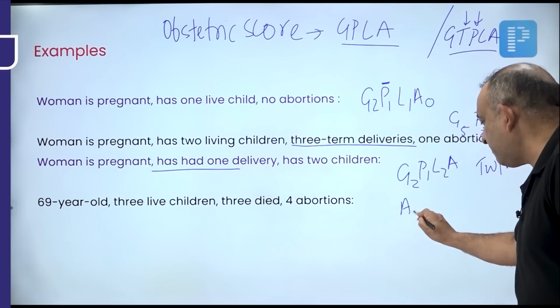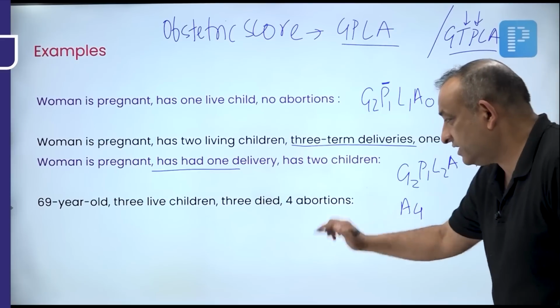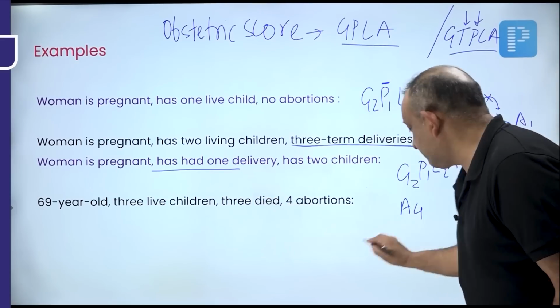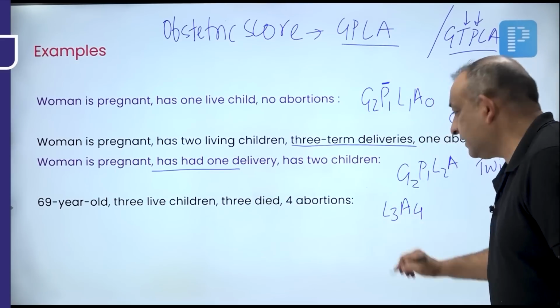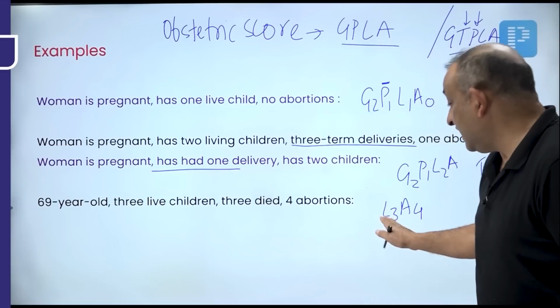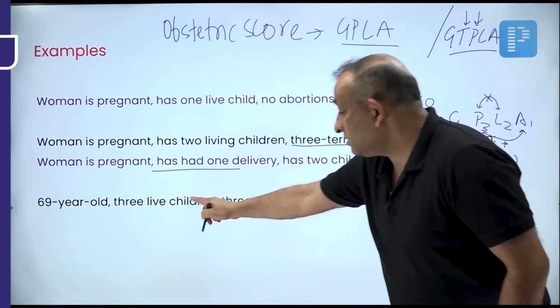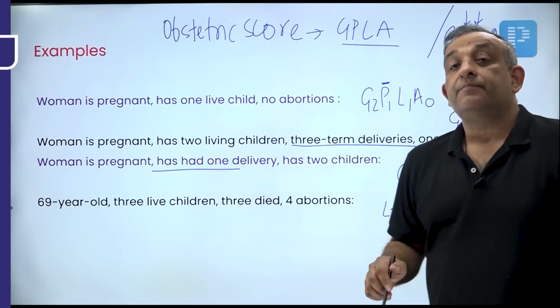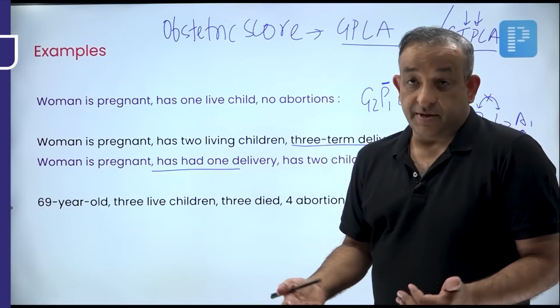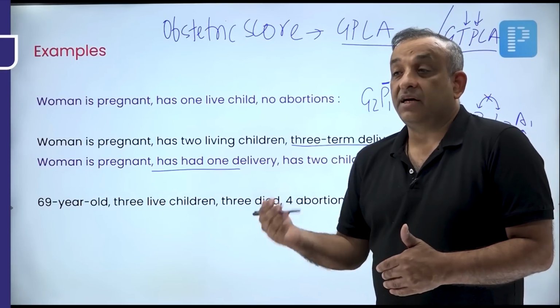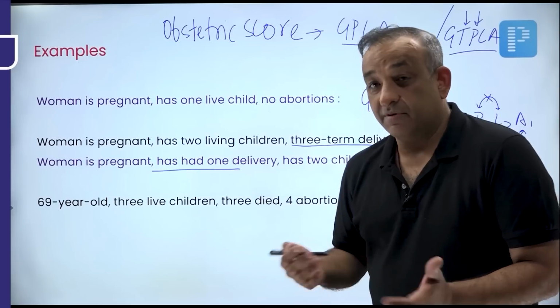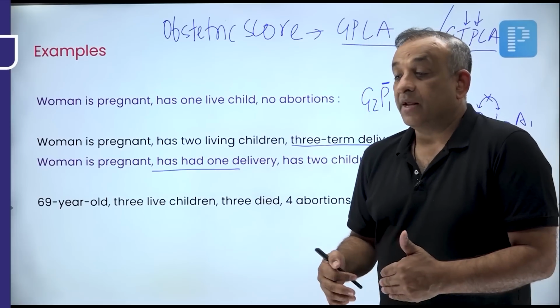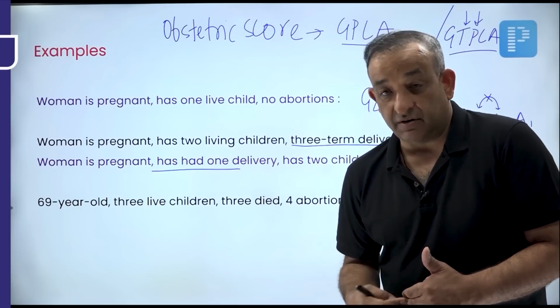So A4: 4 abortions, 3 died and 3 live. So live is 3, but 3 died. So net number of deliveries, how many? 3 living and 3 died. That means she's saying that she delivered 6 babies and out of them 3 died because of whatever reasons after they were born. Suppose they were born and died within 1 week of delivery, neonatal death.